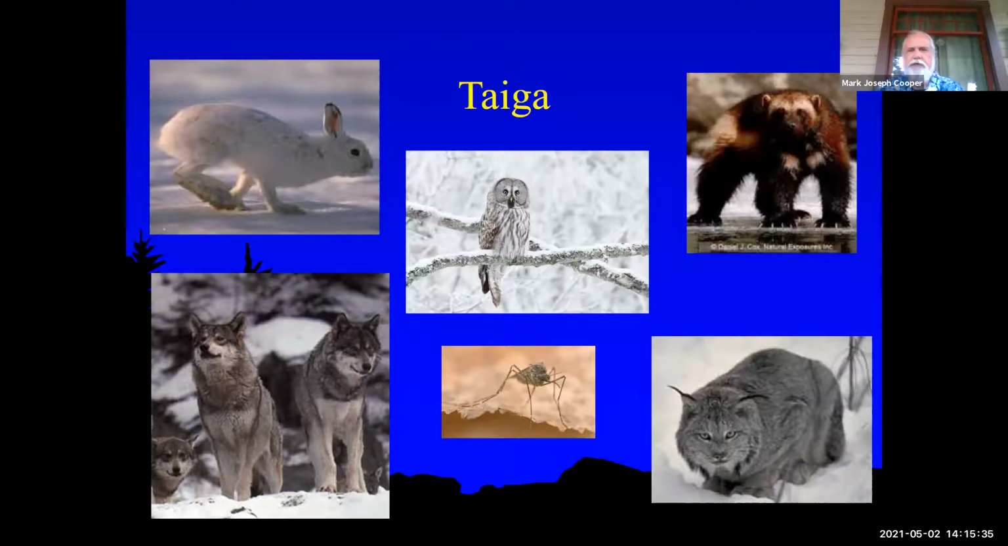This is also known for mosquitoes, lots of mosquitoes in this area. On the top right looks like a badger on steroids. That's actually a wolverine. And then on the bottom right, which kind of looks like a bobcat, but this is a close relative, which is a lynx.